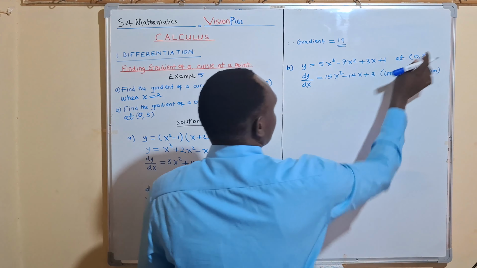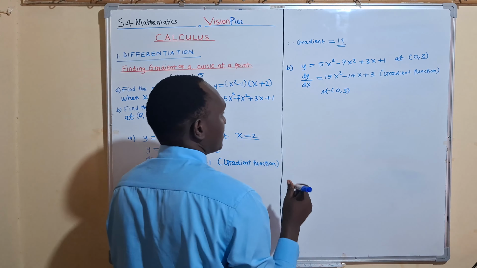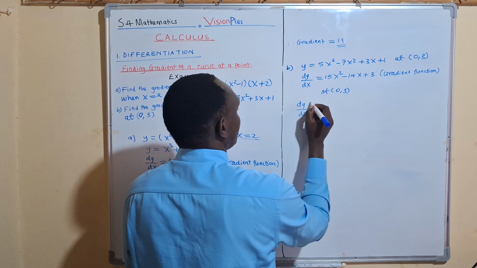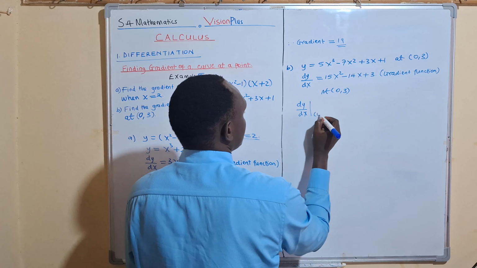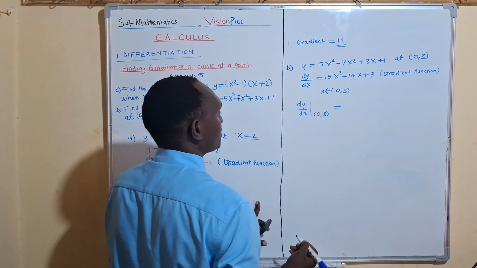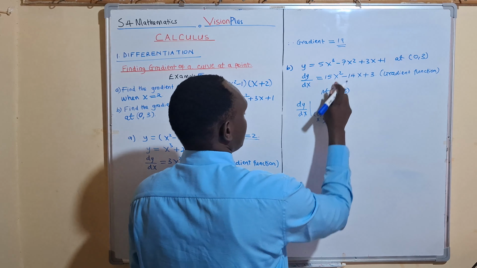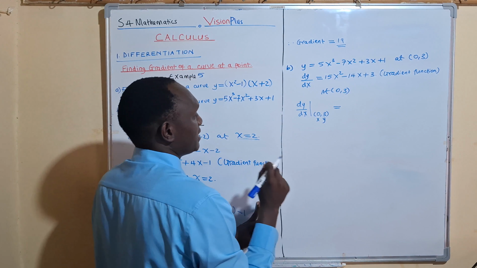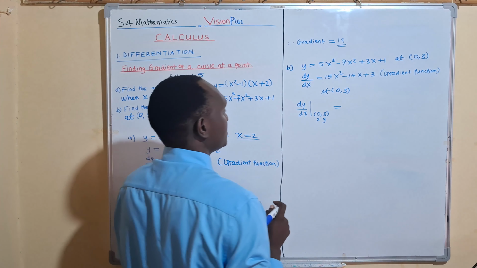Now at the point (0, 3), what is the gradient of the curve? You can say dy/dx at the point (0, 3) equals, then we substitute, this is x, this is y. So we only substitute for x because the gradient function will always be independent of y. There is no term in the gradient function that contains y.